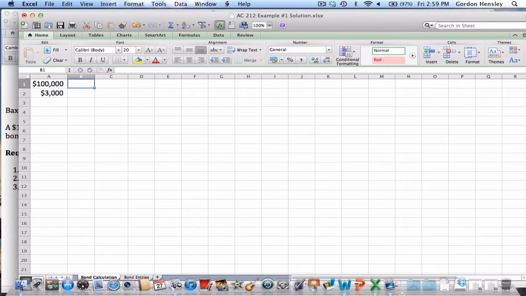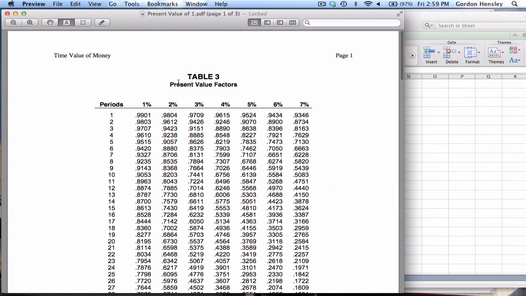Now, to get my numbers, I have to utilize my tables. Now, these time value tables that I'm using, they are available in the textbook, and they're also available on our class website. And I have these posted in a PDF format, so everyone should be able to open these tables and use them. So this is the present value of 1 table.